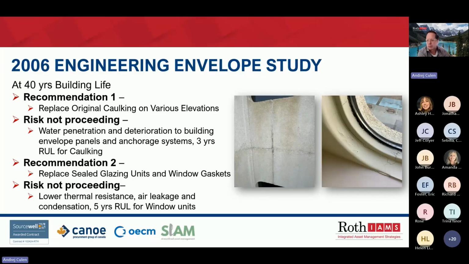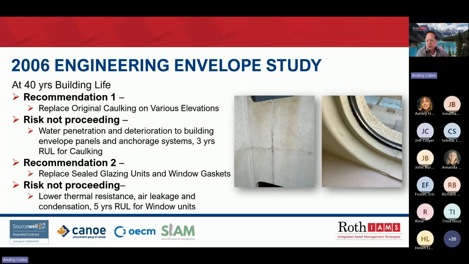Recommendation number 1 was recaulking replacement on various building elevations to maintain the integrity of the face-sealed building envelope system. A remaining useful life of 3 years was given for the original caulking. The risk of not proceeding with that repair was that water can penetrate behind the panels at failed locations, allowing potential for deterioration of building envelope substrate and anchorage systems.